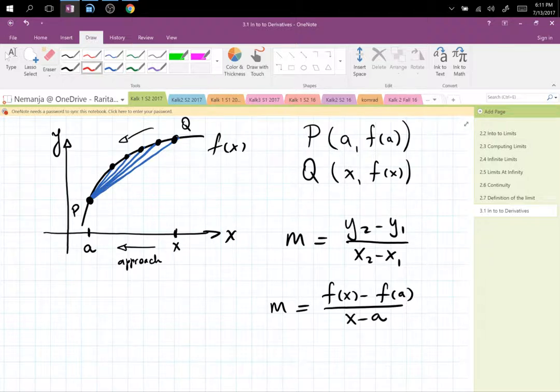The special line that goes through P, it's not equal to any of the blue lines, is going to be the limit of all of these blue lines. And the slope of that line is going to be the limit of the secant slopes. That special line is called? What's the name of the special line? Does anyone know? The red one? Tangent line. Very good.